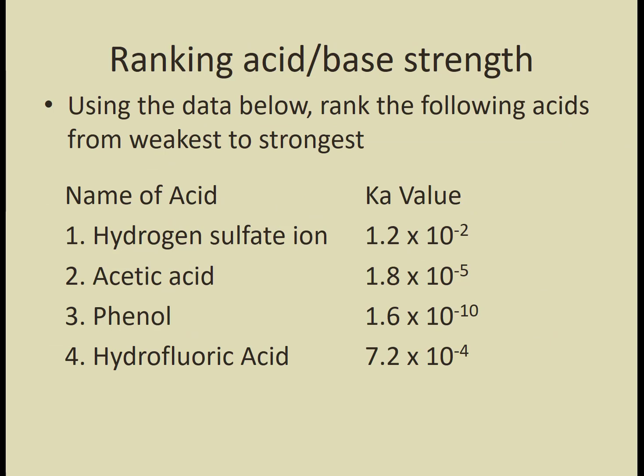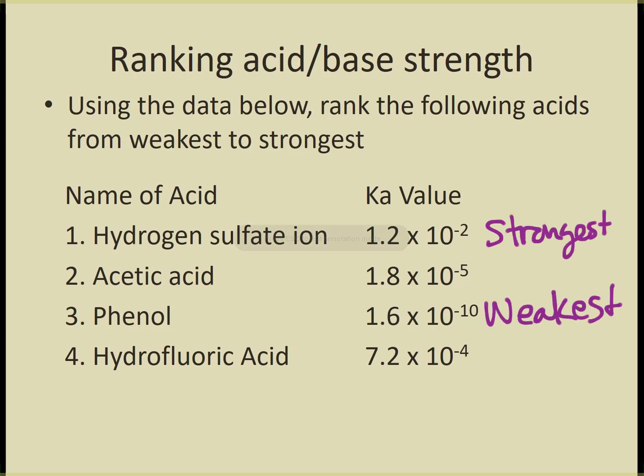The ranking of the acid and base strength has to do with the Ka for the acid or the Kb for the base. So here are just some common acids, and we can rank these from weakest to strongest. So my strongest one is going to have my highest number. So that's this first one. So this one would be the strongest. The weakest would be this 10 to the minus 10. And then the other ones are in between. So I'm going from weakest to strongest. So that one would be first, and then end with that top one.